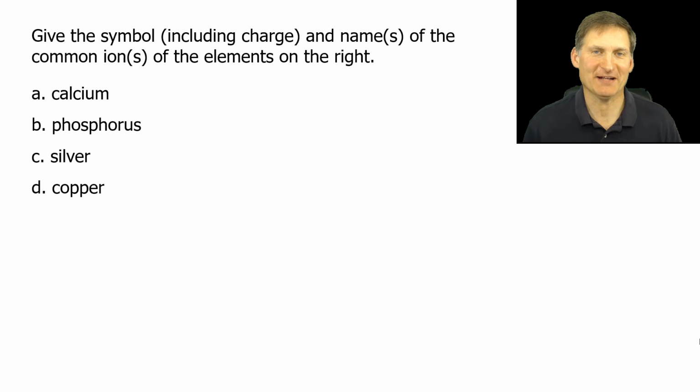Let's wrap it up by practicing some. For these problems, we need to give both the formula and name of the common ion of these elements. Let's do the first one together. Calcium we need to remember is Ca. Then we look at the periodic table and see it's in group 2A and therefore has a +2 charge. Then we recall that type 1 monatomic cations retain the name of the element. So this ion is still just called calcium.